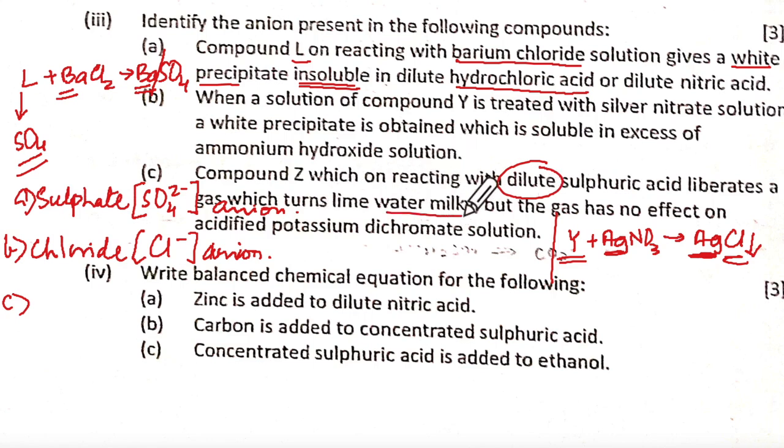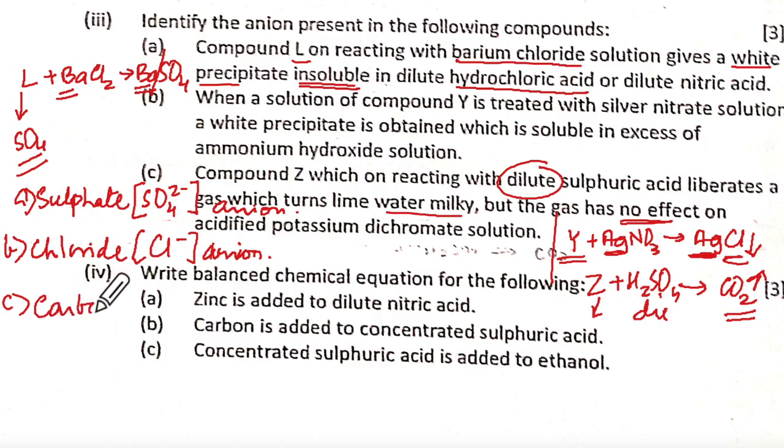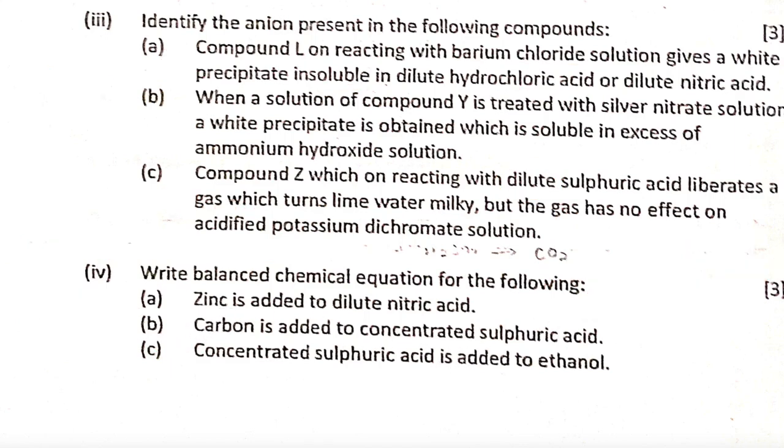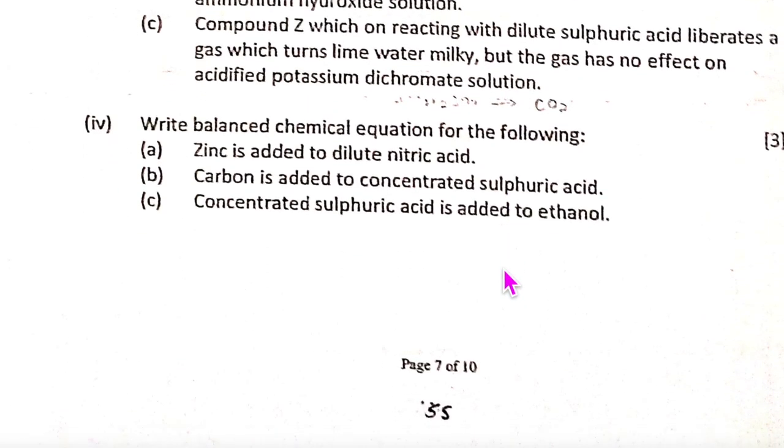So, which is the gas? Turns lime water milky means it will be CO2 or SO2. But no effect means it will be carbon dioxide. Z plus dilute H2SO4 has liberated CO2. So that CO2 means Z must be a carbonate. So it will be carbonate, CO3 2 minus, anion. Is it making sense to you? We come to balanced equations.